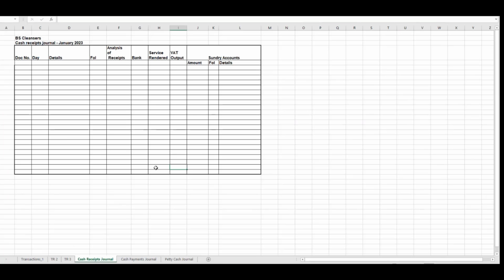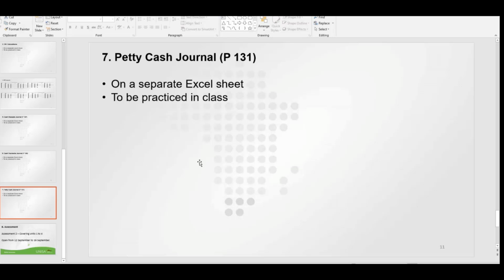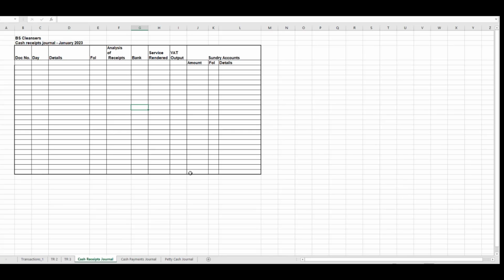So meaning on the cash receipts journal, please, and unfortunately, I don't know if I wrote the page number. The cash receipts journal template is on page number 127 of your study guide. Just take 2 minutes and have a look at it. Try to figure out what columns you have there, so that you don't get confused if you have to do it one day.